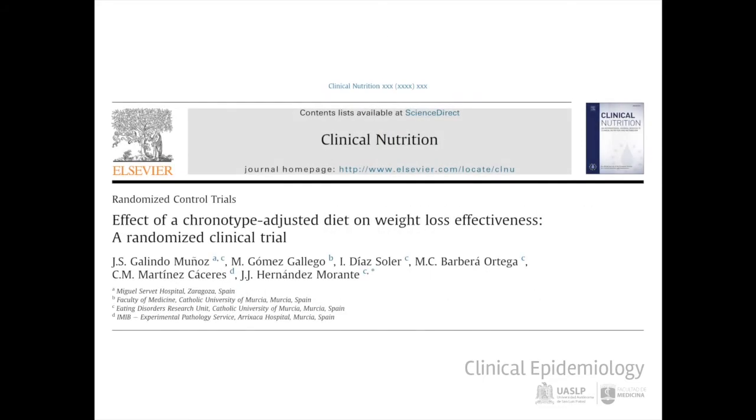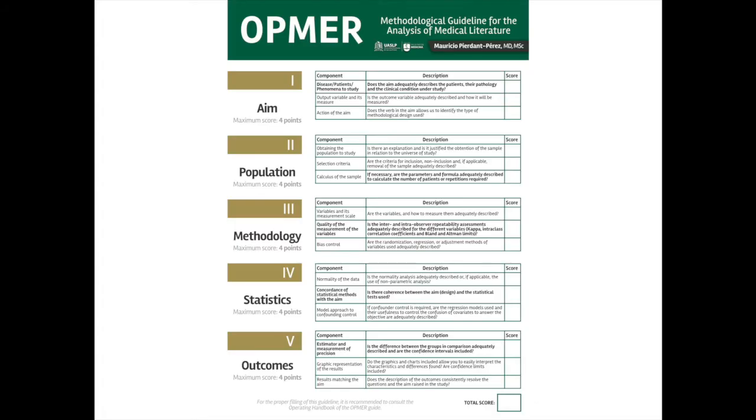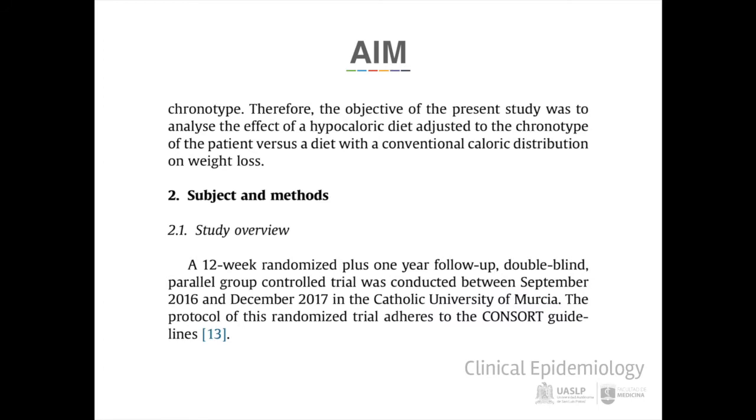Let's discuss an article about a randomized clinical trial that examines the effect of a chronotype-adjusted diet on weight loss effectiveness, recently published in the Clinical Nutrition Journal. We will follow the UPMER guide, which I'm sure that, by now, you are completely familiar with. The first step of the UPMER guide is to identify the aim of the study.